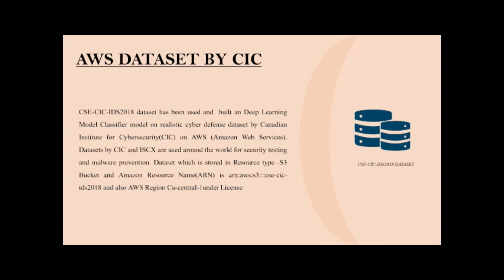The CSE-CIC-IDS2018 dataset has been used and we built a deep learning model on a realistic cyber defense dataset by the Canadian Institute for Cybersecurity, that is CIC, on Amazon Web Services, AWS. Datasets by CIC and ISCX are used around the world for security testing and malware prevention. The dataset is stored in resource type S3 bucket. Here we are also mentioning the Amazon Resource Name, ARN, that we can use to get the dataset.